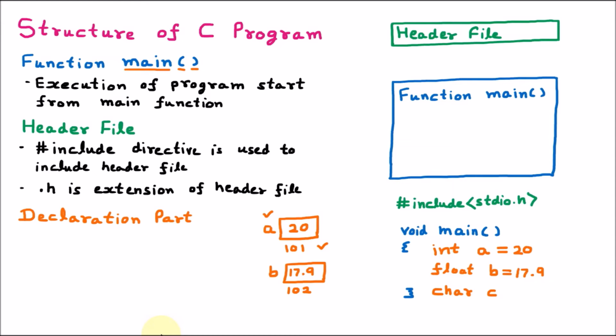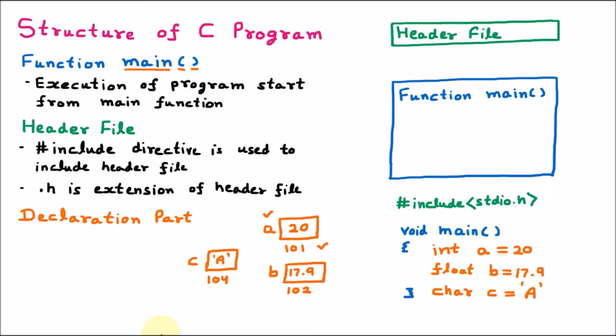So char c. One block of memory will be reserved, and here let us suppose that it is 104, or any address it can be. Now here it is c, so it will be named as c. Now equal to, I want my first letter to come here, and a letter is represented with single quotes. So here 'a' will come inside this place.